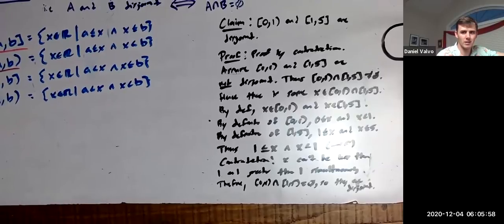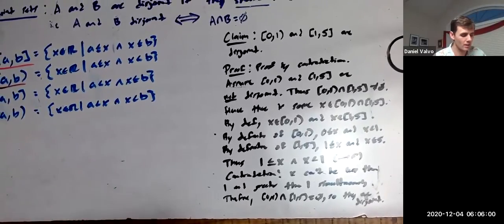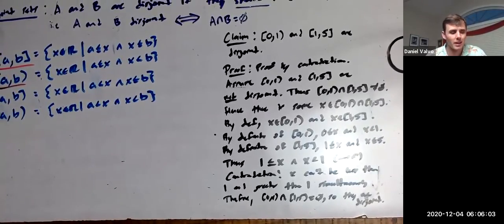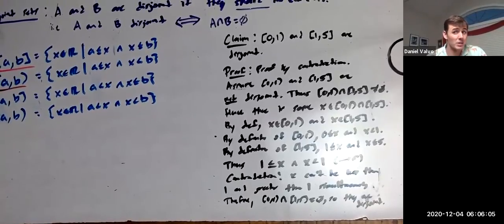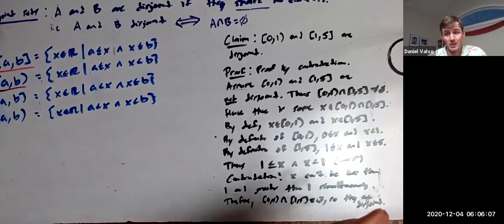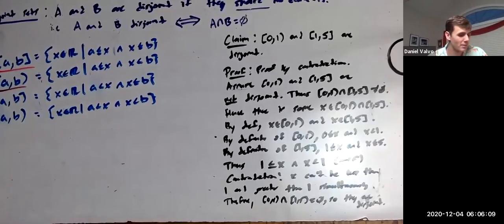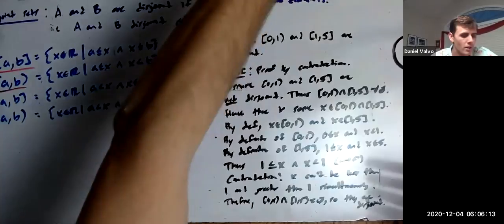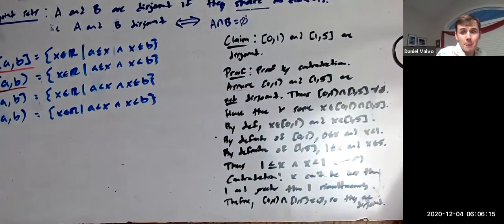Any questions on that? Classic contradiction. Just assume it's not empty. Assume there is something that's in both of them and show, oh, math just totally breaks down. That can't happen. Okay. Any questions?